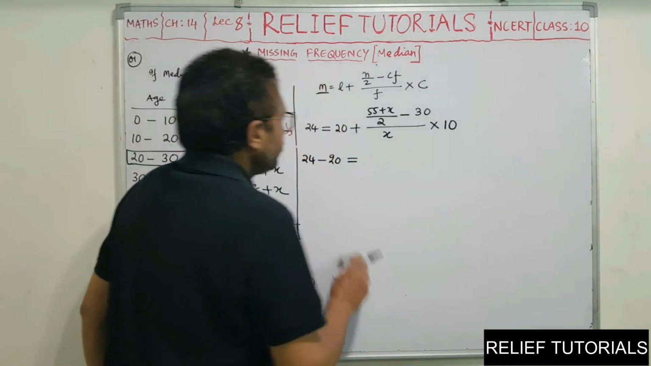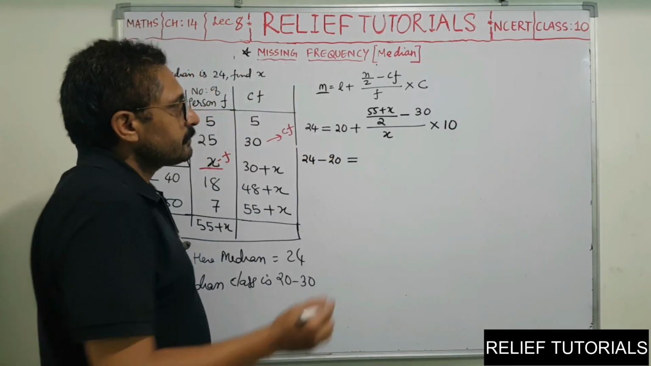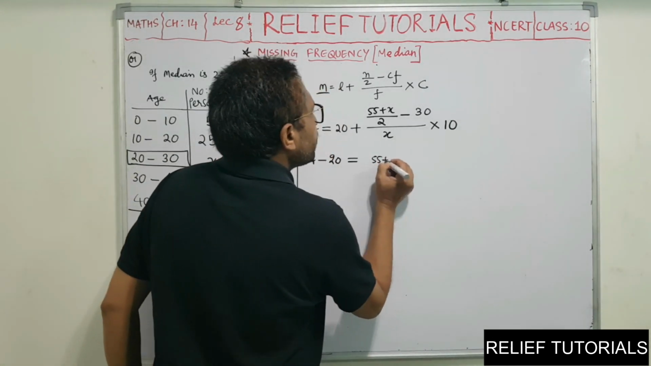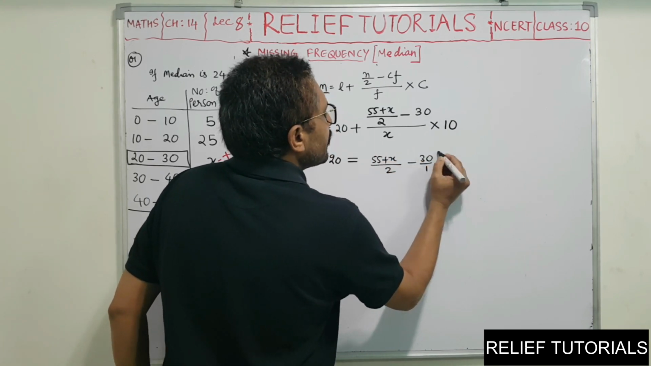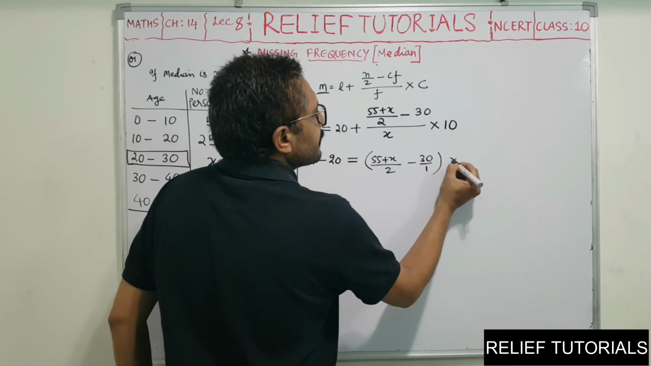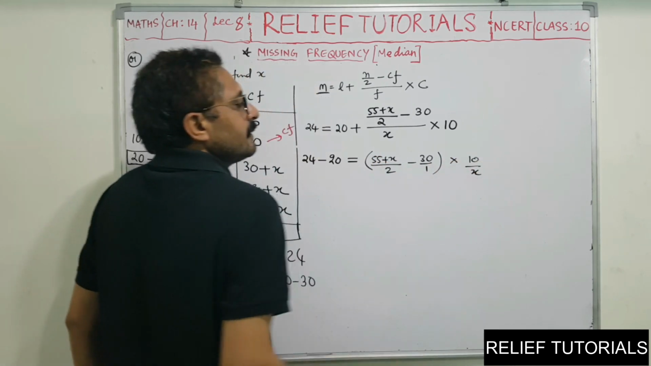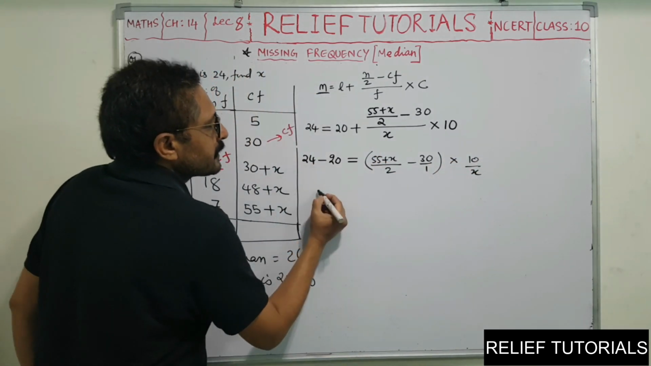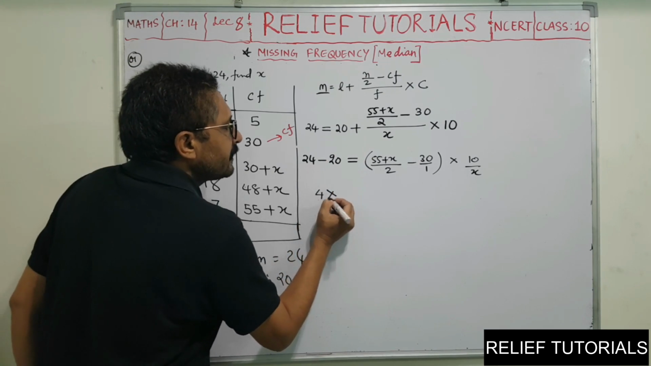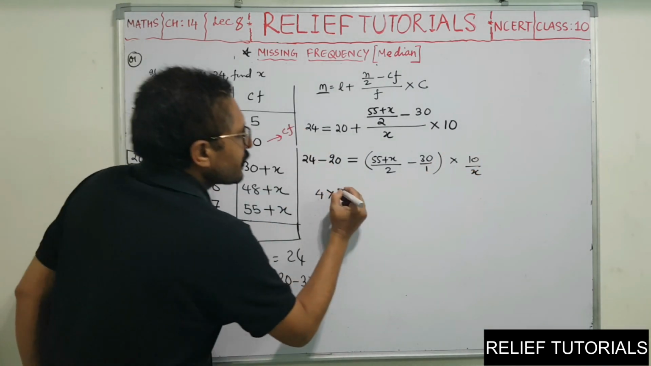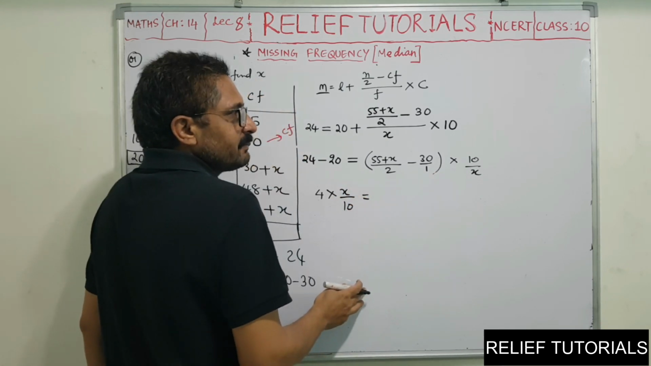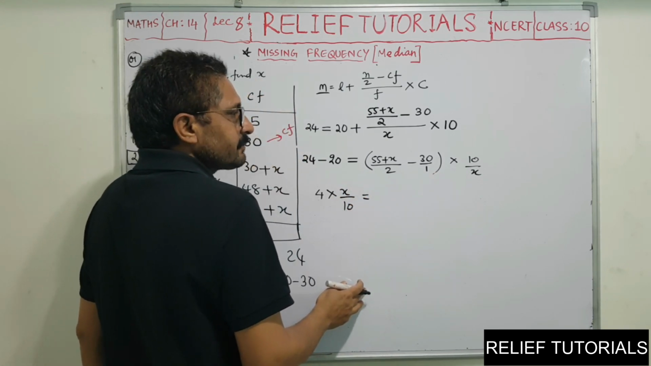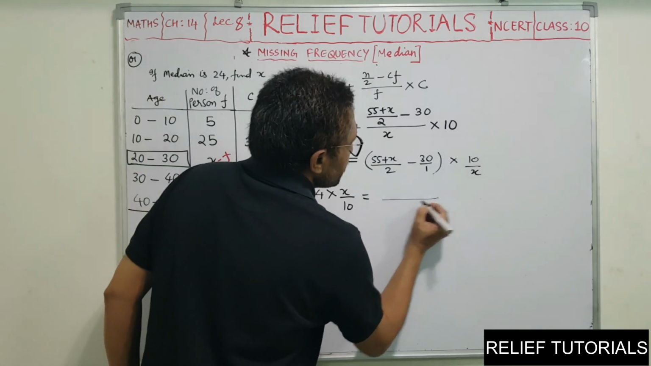But see, a little bit I will do. 55 plus x by 2. I am not finding LCM now. 30 upon 1, what is there? Into 10 by x. Now 24 minus 20, you will get 4 into this 10 by x. When it goes to the other side, x by 10 is equals. Now you will find LCM. Clear? So what will be your LCM?